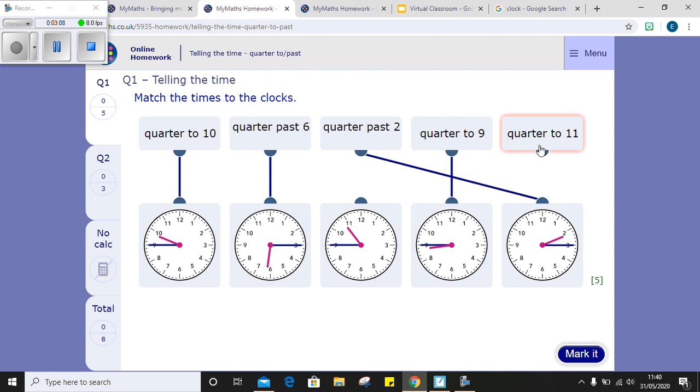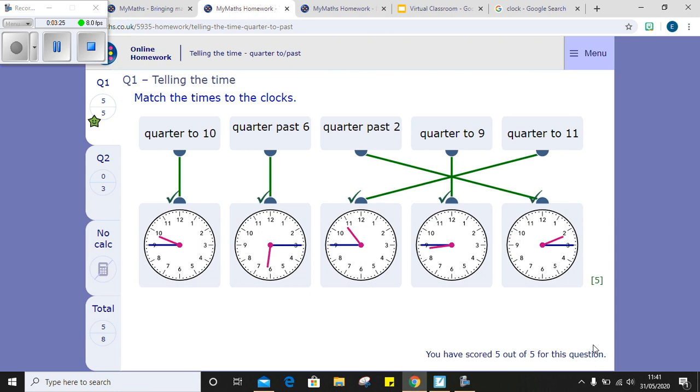Right, let's just check quarter to 11. Minute hand 15 minutes away from 0 o'clock. It's a quarter of the clock left till we get to 11, and my hour hand is nearly 11 o'clock, so that must be quarter to 11. So let's just check I've got those. Brilliant. So that's going to be your first question on your My Maths.